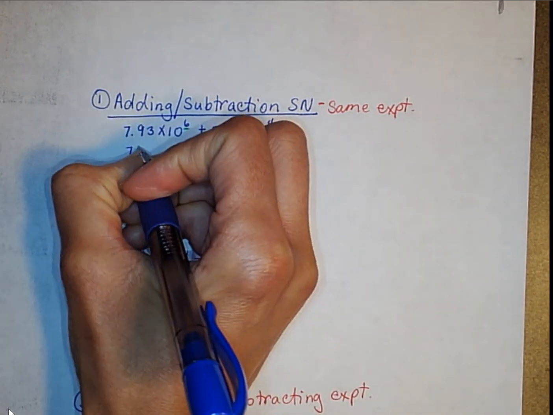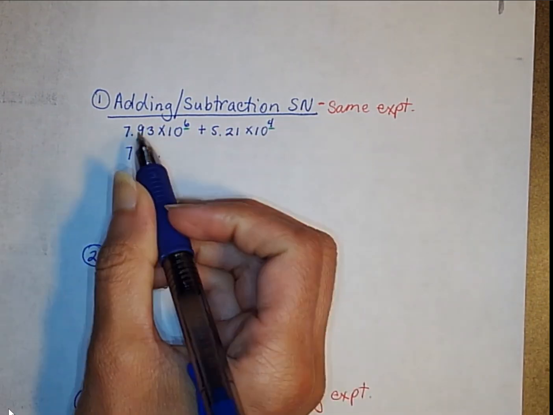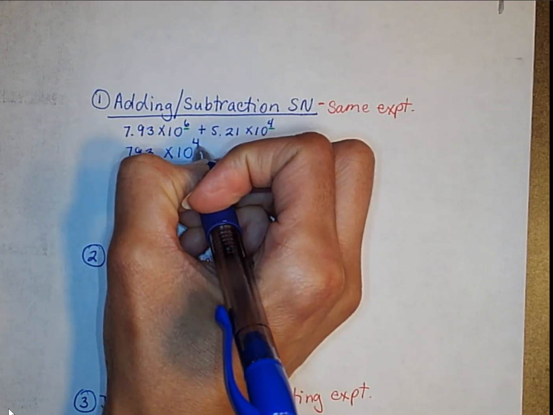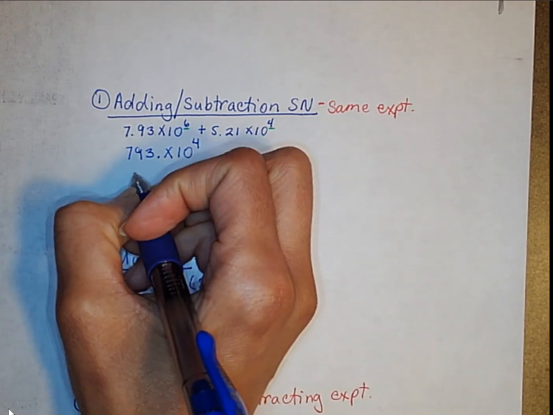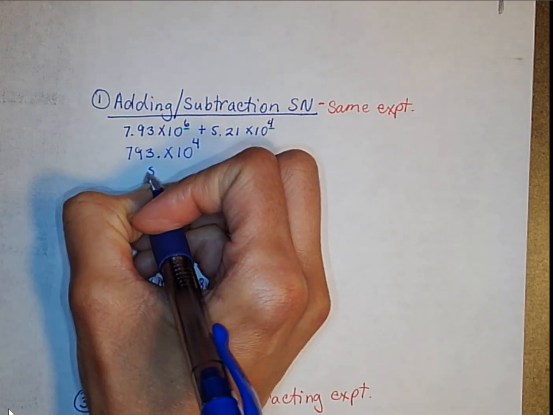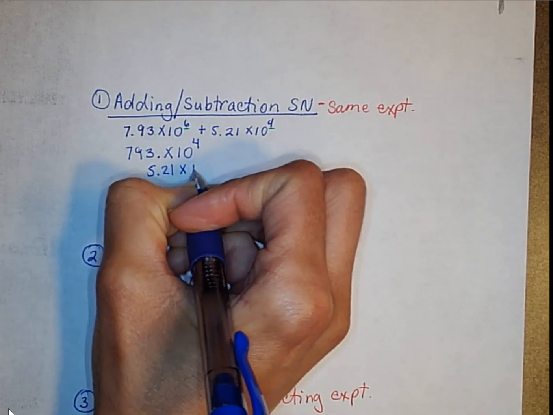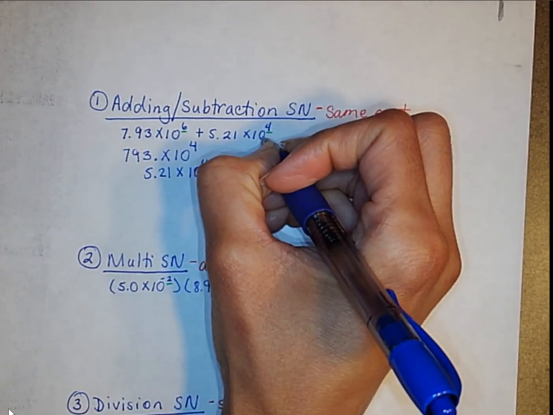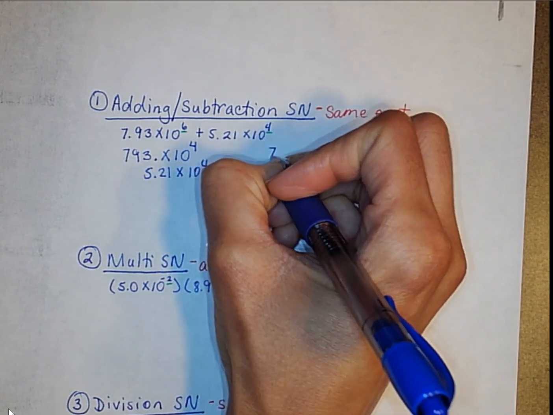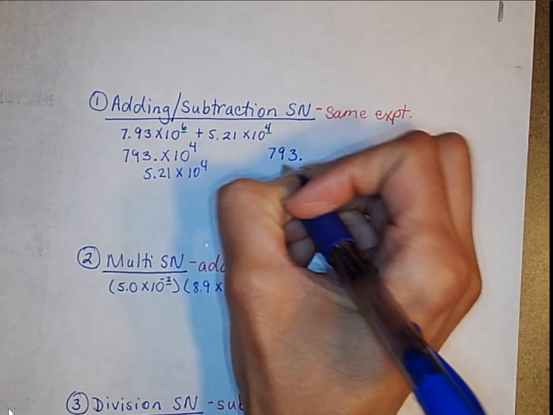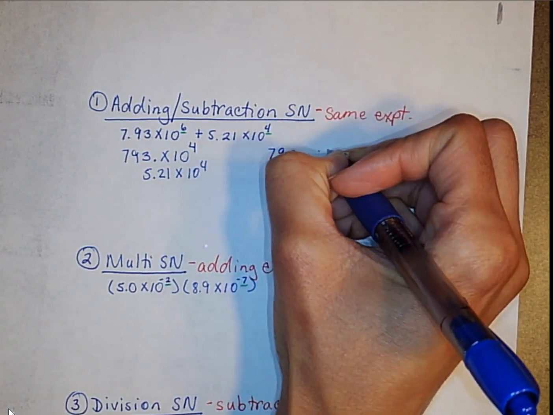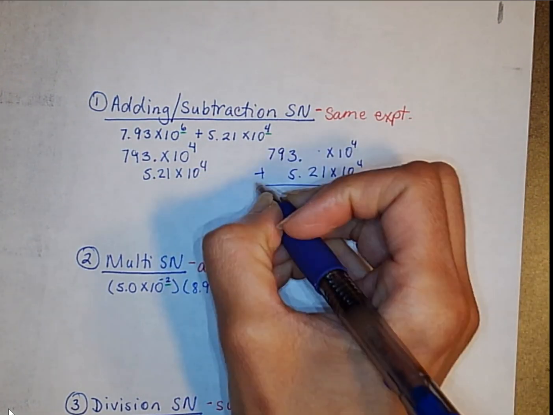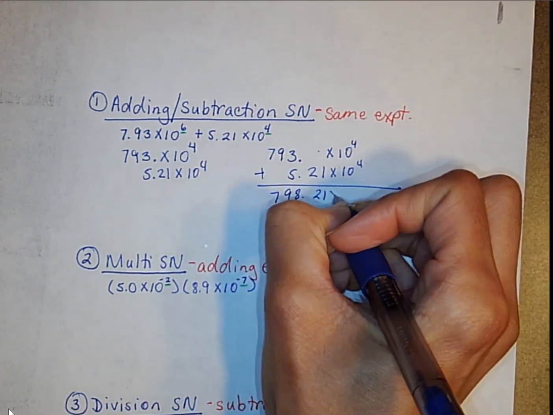So it is going to come out to be 793, and now that's where my decimal is. So I moved it 1, 2 places. Times 10 to the 4th now. Okay? And I'm simply going to add this to my other quantity, which is 5.21 times 10 to the 4th. So I'm going to rewrite it so that you can actually see it. 793 times 10 to the 4th plus 5.21 times 10 to the 4th. You're going to add that up, and so you're going to get this as your answer.